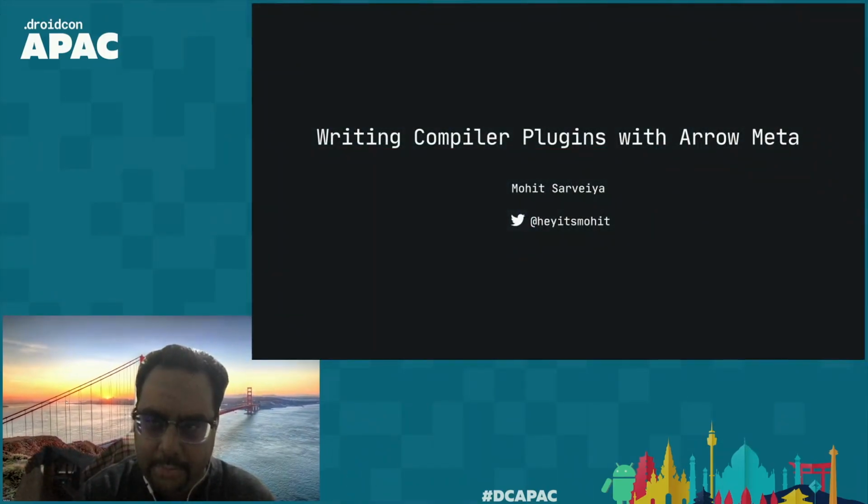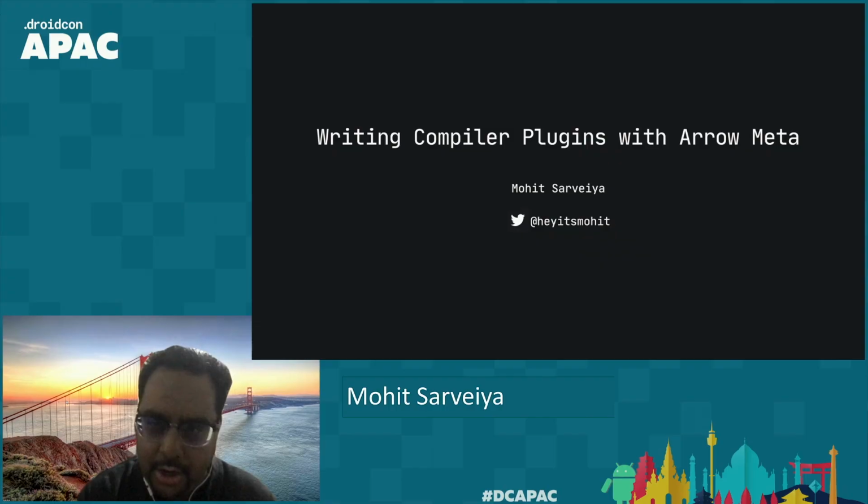Hi, my name is Mohit Sarveiya, and my presentation is on writing compiler plugins with Arrow Meta. Arrow is an ecosystem that has different libraries. For example, it gives you Try and Either types, all these different functional types. The Arrow ecosystem also has a library called Arrow Meta, and that allows you to write compiler plugins, and it provides you with an abstraction to do this.